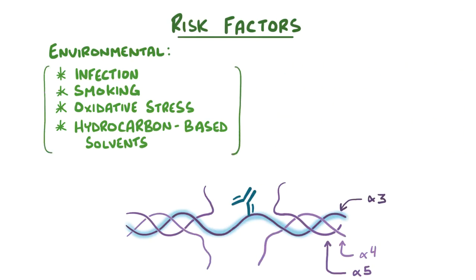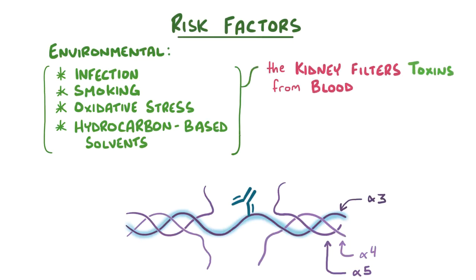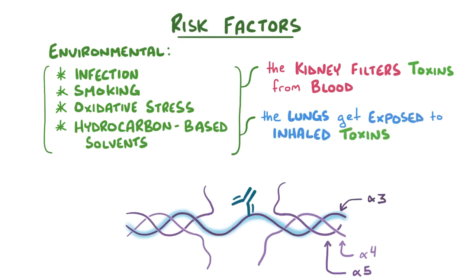This also helps explain why Goodpasture syndrome specifically affects the kidney and the lungs. The kidney filters toxins from the blood, so as they pass through the basement membrane of the kidney, they likely expose parts of the alpha 3 chain. And similarly, the lungs get exposed to various inhaled toxic substances, like cigarette smoke, once again exposing the parts of the alpha 3 chain that leads to Goodpasture syndrome.